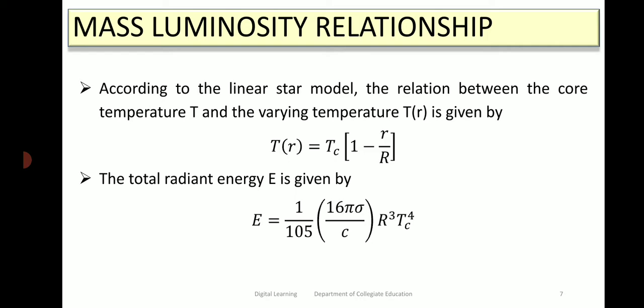According to the linear star model, the relation between the core temperature Tc and the varying temperature T of r is given by T of r equals Tc into 1 minus small r by capital R. The total radiant energy E is given by E equals 1 divided by 105 into 16 pi sigma by C into R cube Tc power 4.